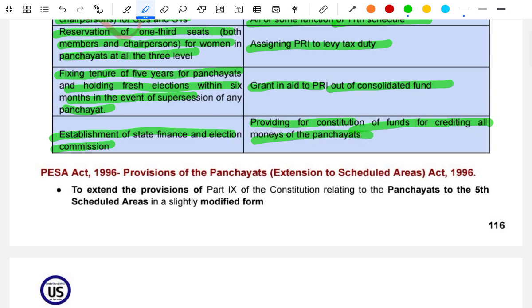The PESA Act 1996, the Panchayats (Extension to Scheduled Areas) Act 1996, extends the provisions of Part 9 of the Constitution relating to the panchayats to the 5th Scheduled Areas in a slightly modified form.